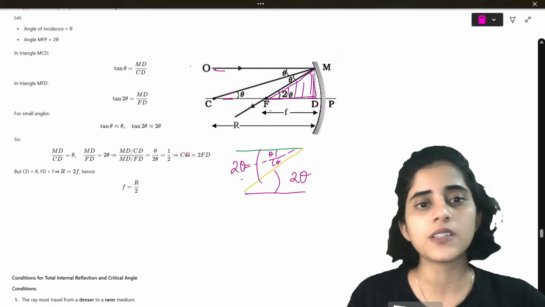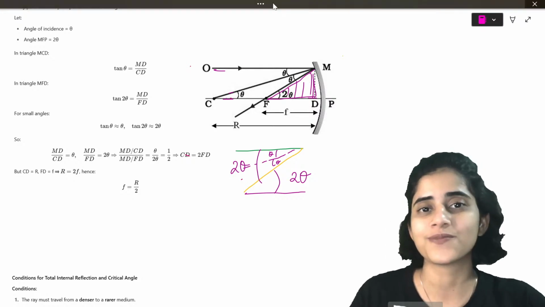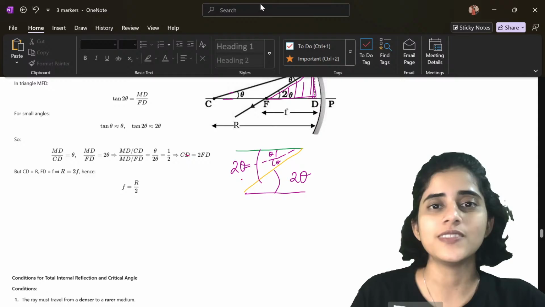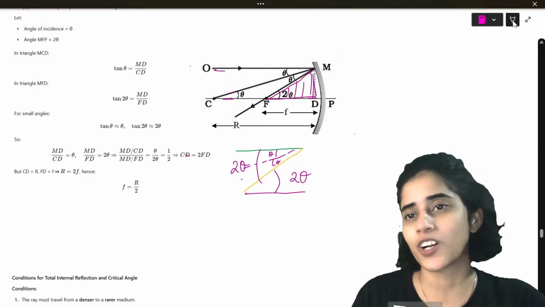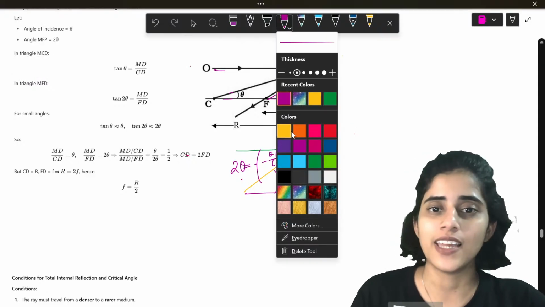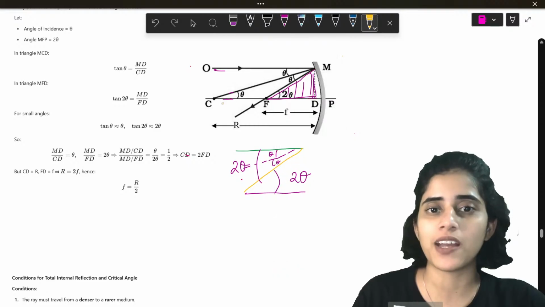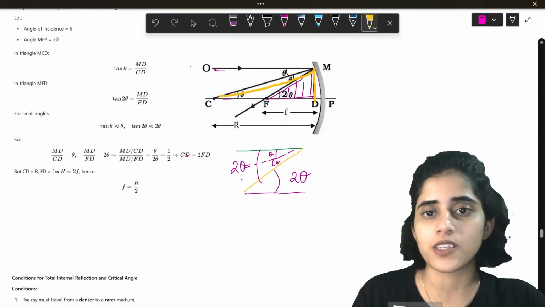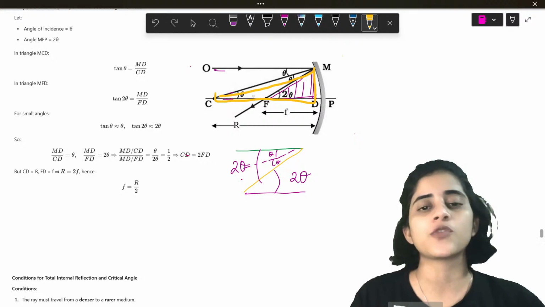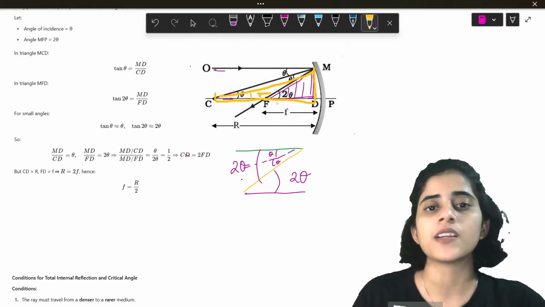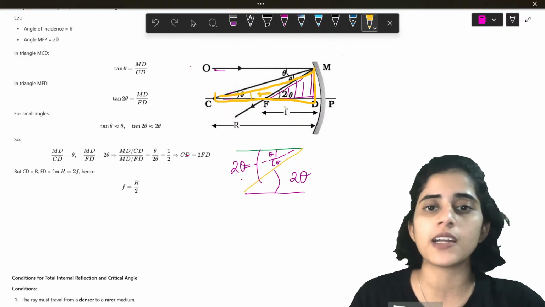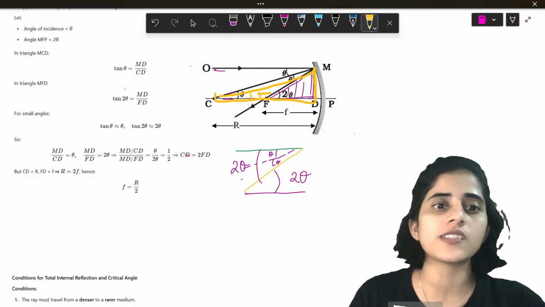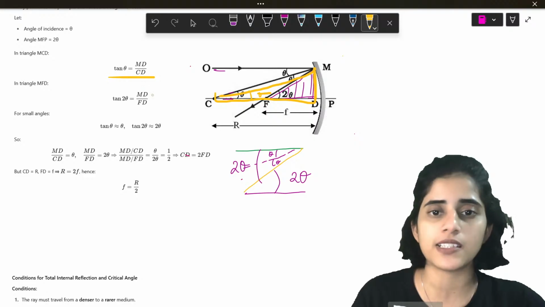MCD is the other big one, no? Yeah, this is MCD. So for MCD, the angle is theta. So tan theta is opposite by hypotenuse. Opposite is what? MD. Hypotenuse is CD. So tan theta is MD by CD.